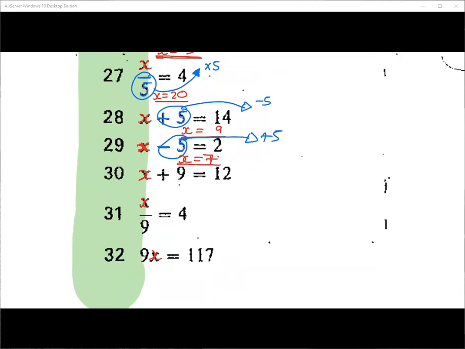Talha, question number 30 is yours. Let's go. It's x plus 9 equals 12. So you have to do 9 take away 12. You mean 12 take away 9? Yeah, 12 take away 9. That 12 take away 9 equals 3. So the x would be 3. Beautiful. Next question.